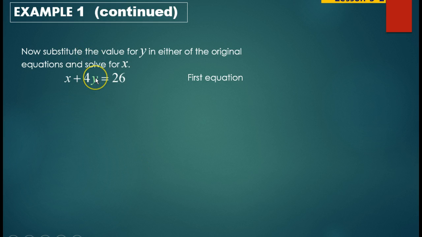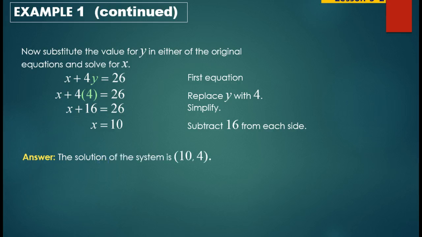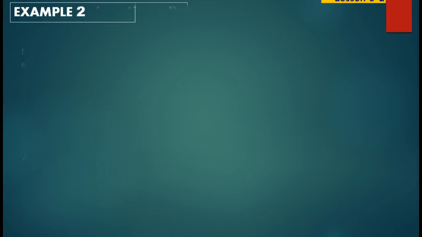We're going to replace y. We know what y is. We just found out it was 4. So we're going to replace it with 4. Solving for x, we get x equals 10. So our answer is 10, 4, written as an ordered pair. Now you could always plug these back in. We know that these work because we just solved for them.